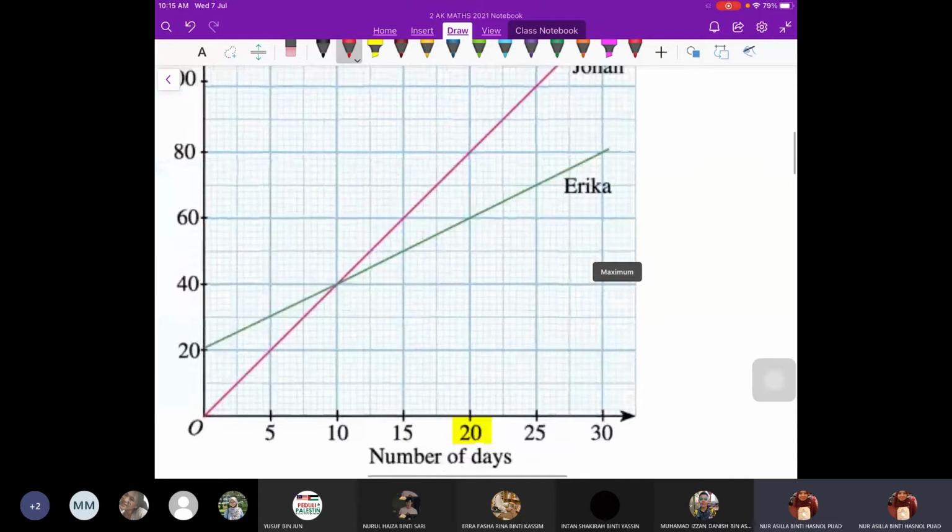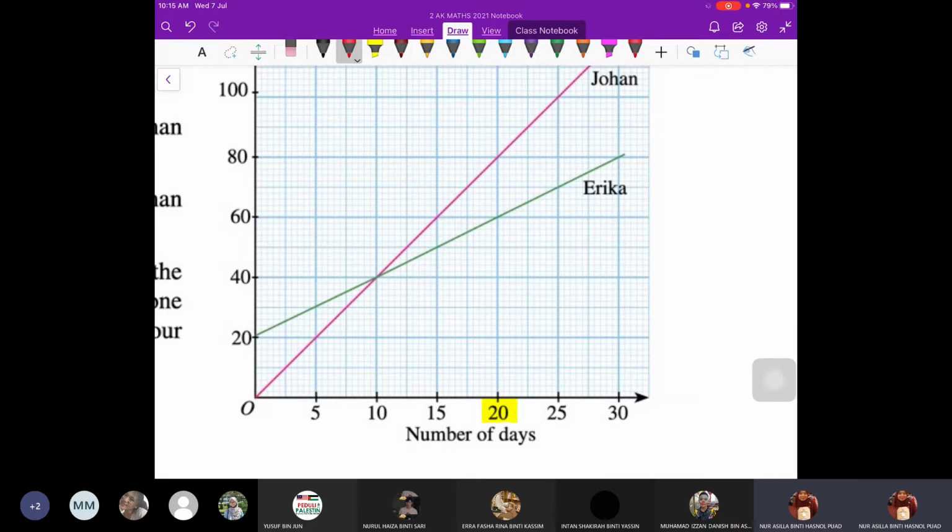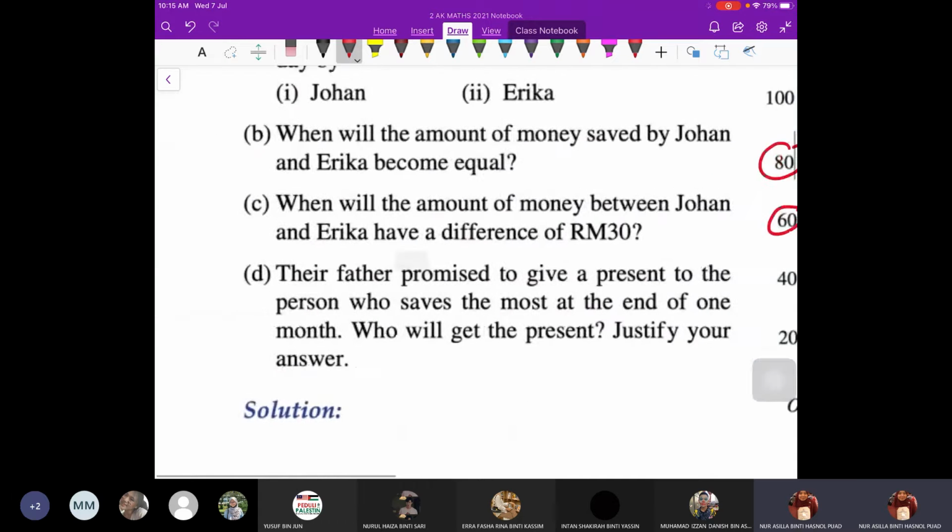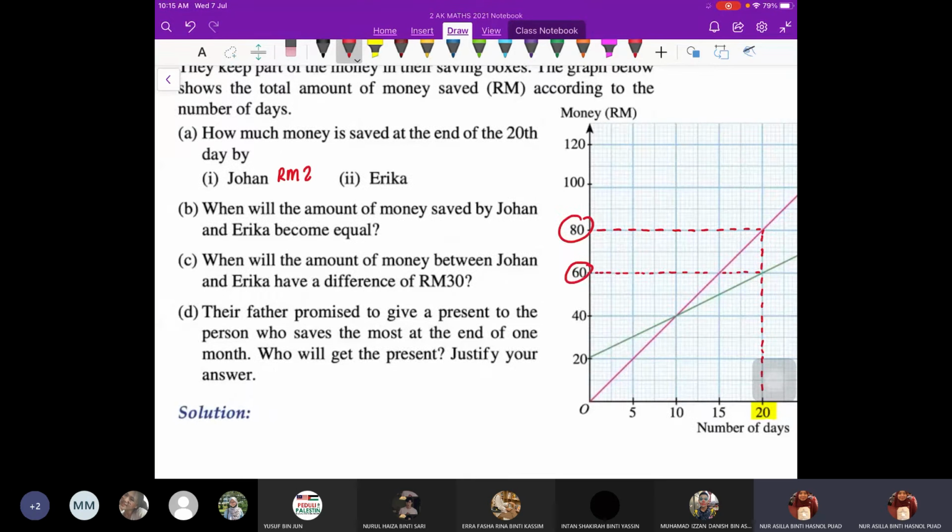Buat garisan putus guna your pembaris. Okay, you have to show this is your macam working lah. So do a dotted line using your ruler to see. Okay, Johan, berapa banyak savings dia? It is actually 80 ringgit. Okay, berapa banyak untuk Erica? Erica is 60 ringgit. Okay, so the answer for Johan here is 80 ringgit. Erica 60 ringgit. Itu sahaja. So your working is practically the dotted line on the diagram ataupun on the graph lah.